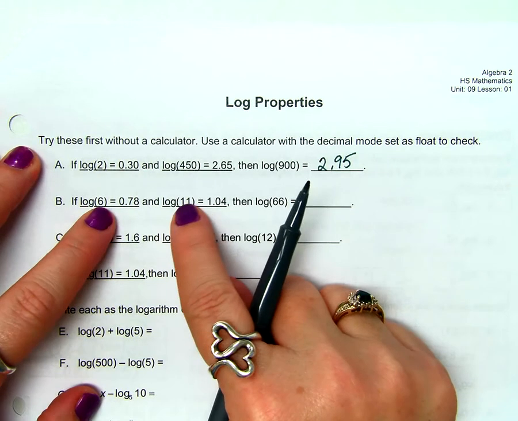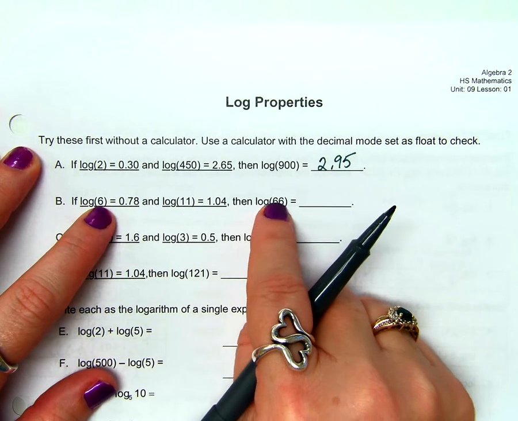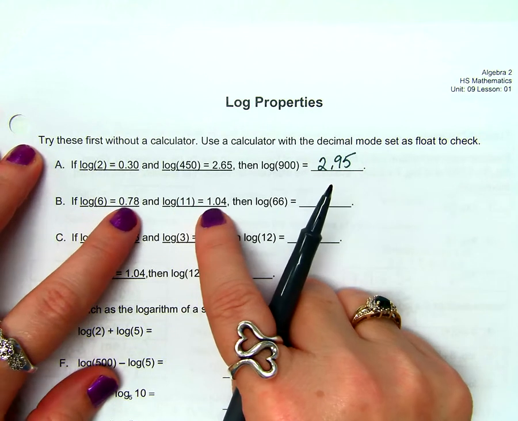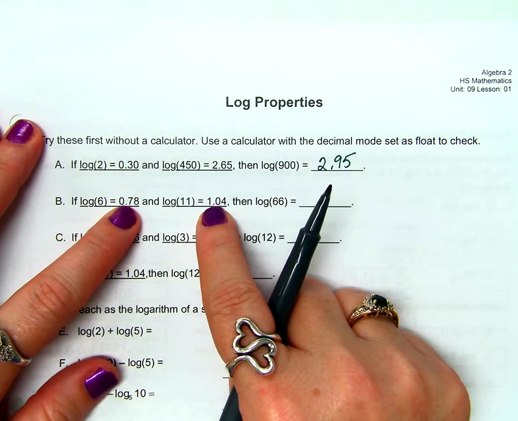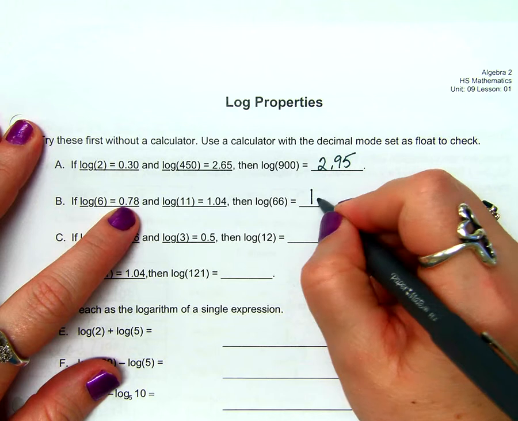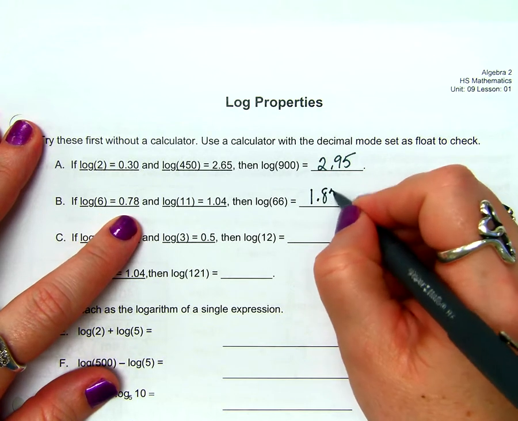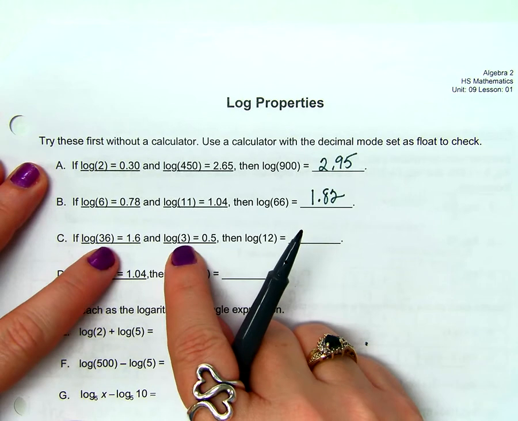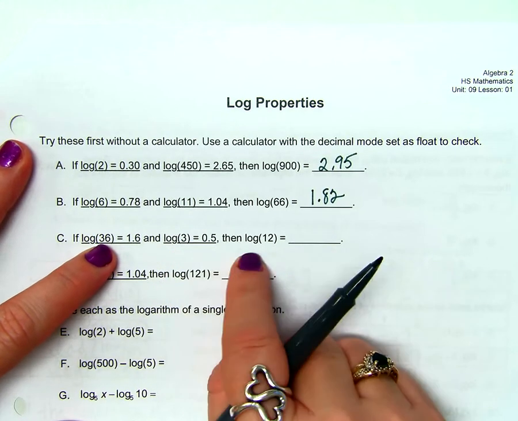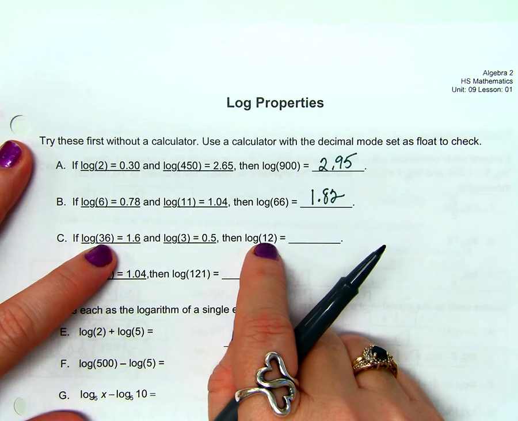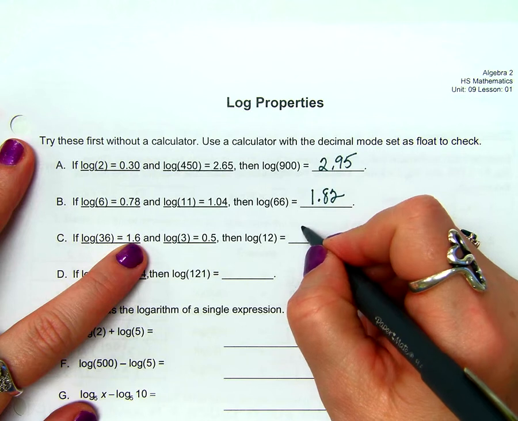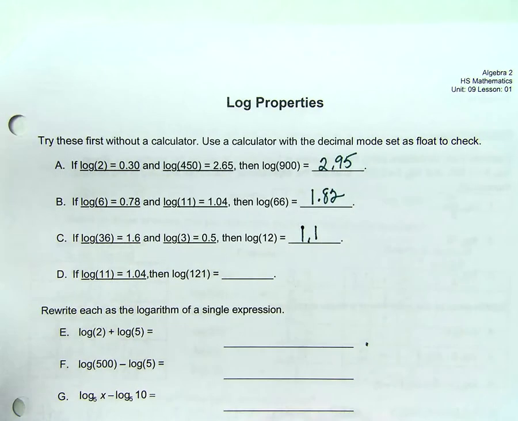What did I do with these two arguments to get to this one? Multiply. If I multiplied these two numbers, what do I do with these two numbers? Add. 1.82. Is that what you said? Done. What'd you do with these two numbers in the argument to get to the new argument? Oh, we divided. So what do we do with these two numbers? Subtract. Done.